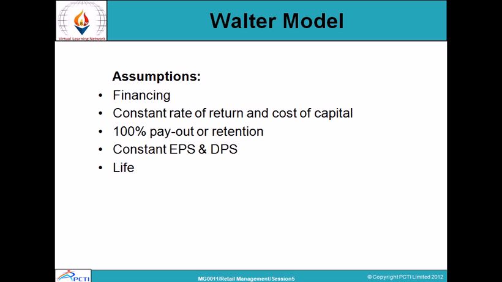Walter's formula to determine the market price says that P = D / KE. That is, P, the market price per share, is equal to the dividend per share upon the cost of capital.